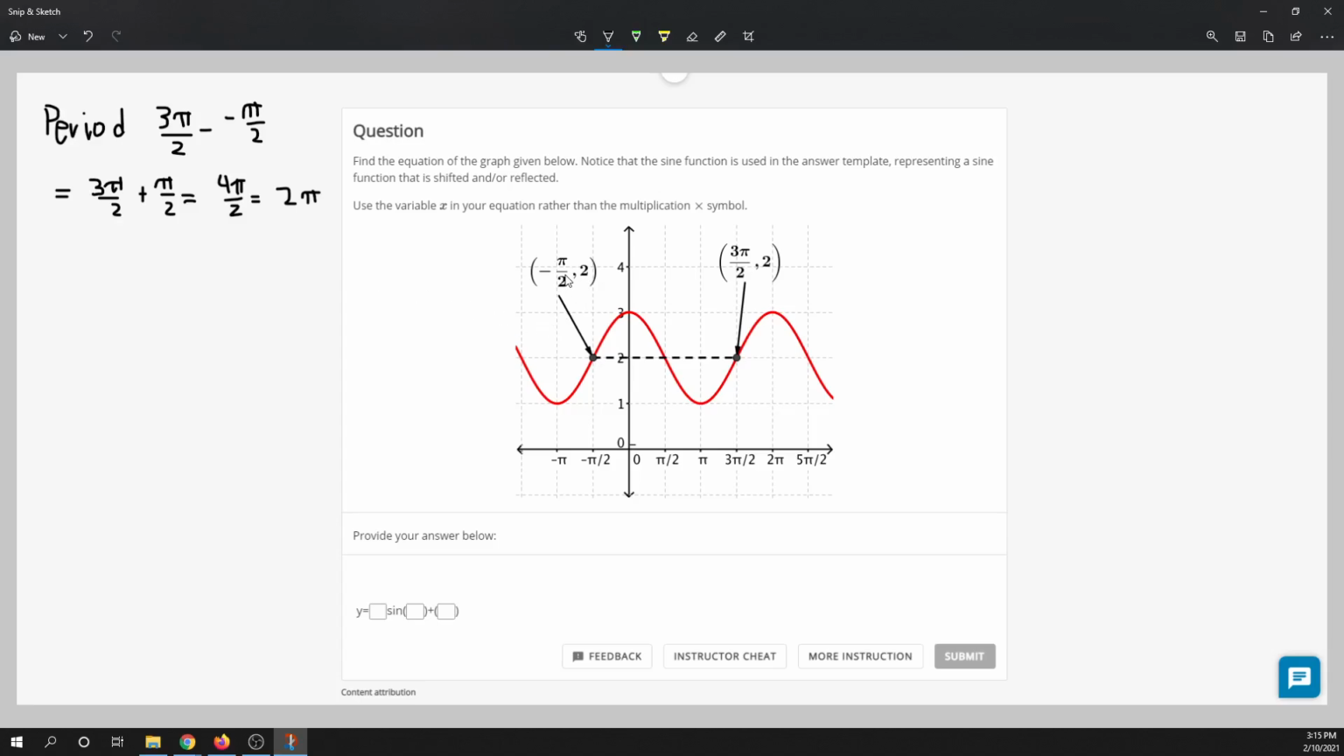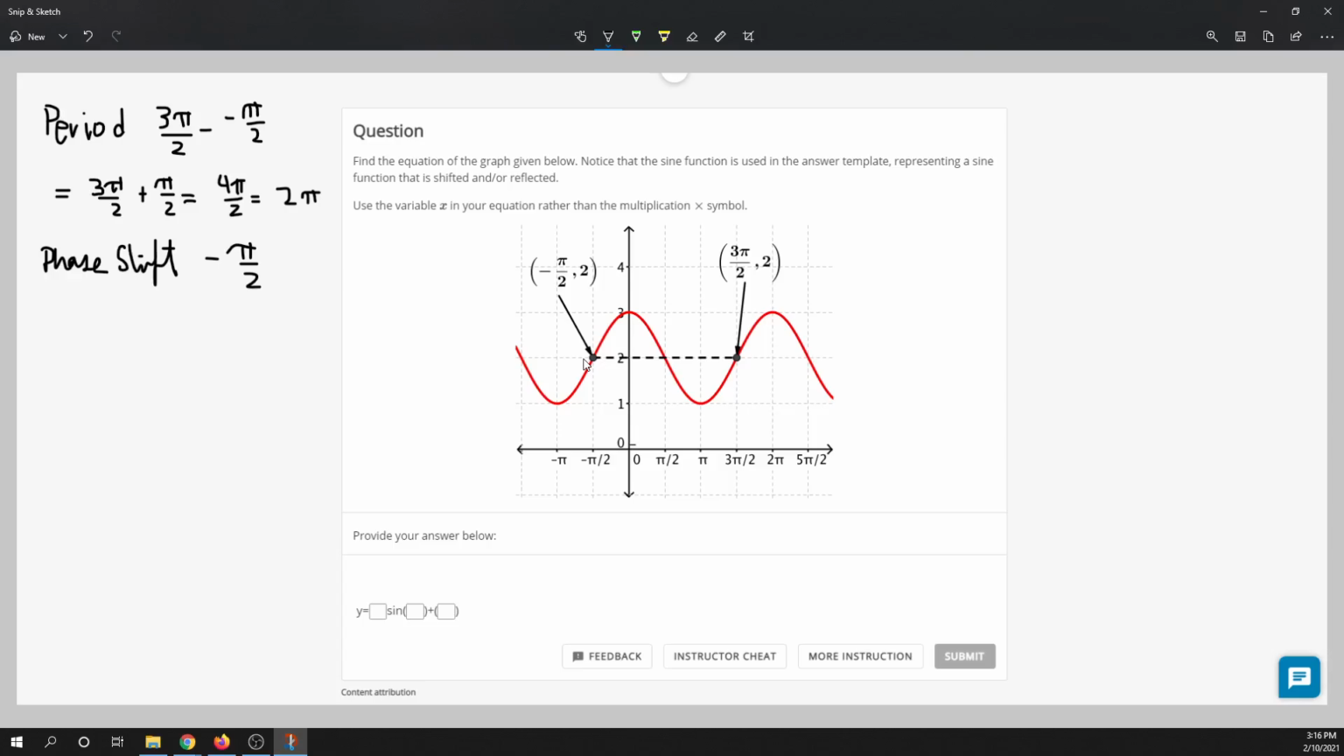The phase shift, and the way that they give you these problems, and I'm not saying this works for every problem that exists out there, but for the Newton problems similar to these, this is how it works. The phase shift is just the x coordinate of this first point right here. So the phase shift is minus pi over 2. Okay, so that would be the next thing to determine, and we can get that from these 2 points.